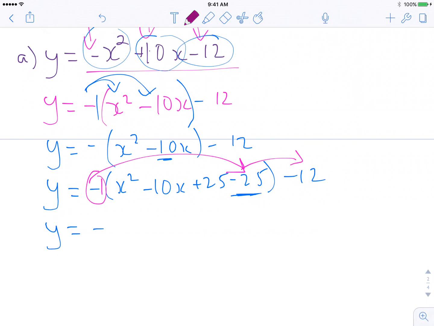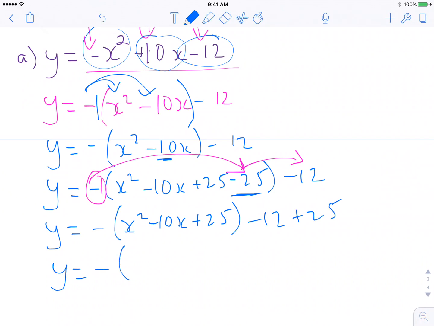Okay, so we have negative, close the bracket, x squared minus 10x plus 25, close the bracket, and now we're booting out the negative 25. We're multiplying negative 1 times negative 25, which would be positive 25 minus 12. And some of you like to keep that in order, so you could write the negative 12 was there all along, and then write plus 25. That might be a little easier for you.